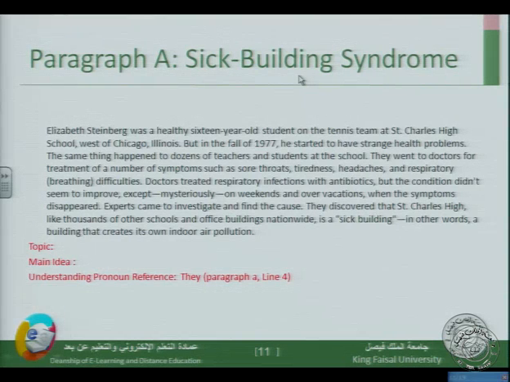Doctors treated respiratory infections with antibiotics, but the condition did not seem to improve, except mysteriously on weekends and over vacations, when the symptoms disappeared. Experts came to investigate and find the cause. They discovered that the high school, like thousands of other schools and office buildings nationwide, is a sick building. In other words, a building that creates its own indoor air pollution. Okay? So here we are talking about Elizabeth Steinberg, who started to have strange health problems.